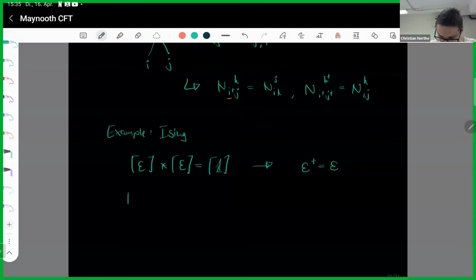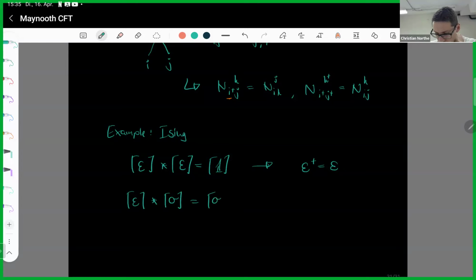Then there's another one. Epsilon fuses with sigma. When you scatter epsilon and sigma families, either the primaries, or a primary with a descendant, or a descendant with a descendant, you will always wind up only with members of the sigma family. You will never wind up with members of the identity or with members of the epsilon family.